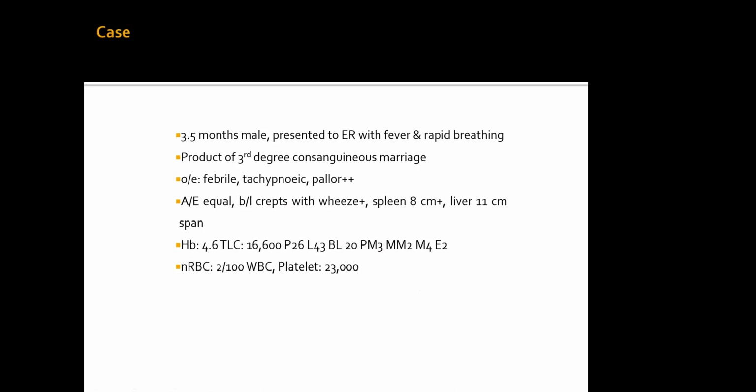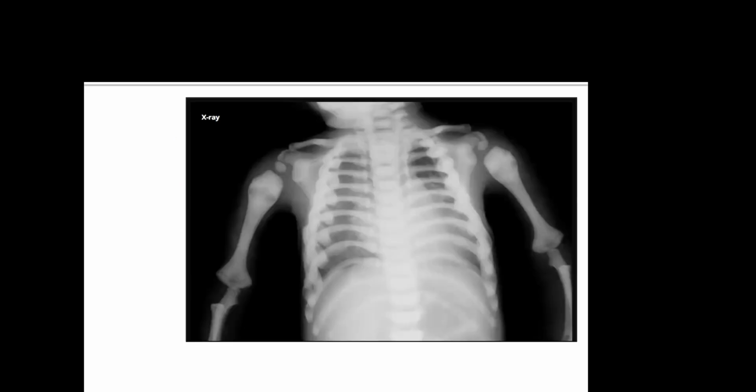Sometimes we get young children who present to us with fever and rapid breathing, and you have a history of consanguinity in these patients. They've got a lot of chest signs, but they've also got hepatosplenomegaly, and you get a lot of nucleated RBCs. We just did a chest X-ray for this, and this was giving us the diagnosis. This is a case of osteopetrosis, where you can see that the bones are very, very prominent.